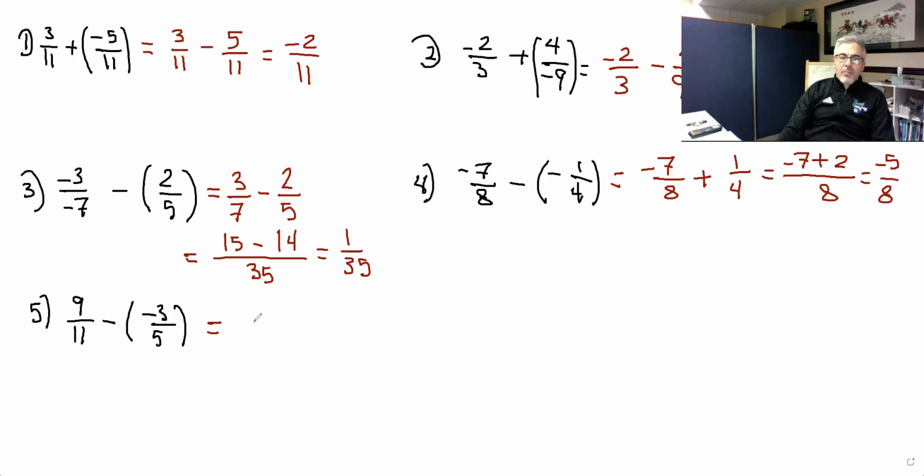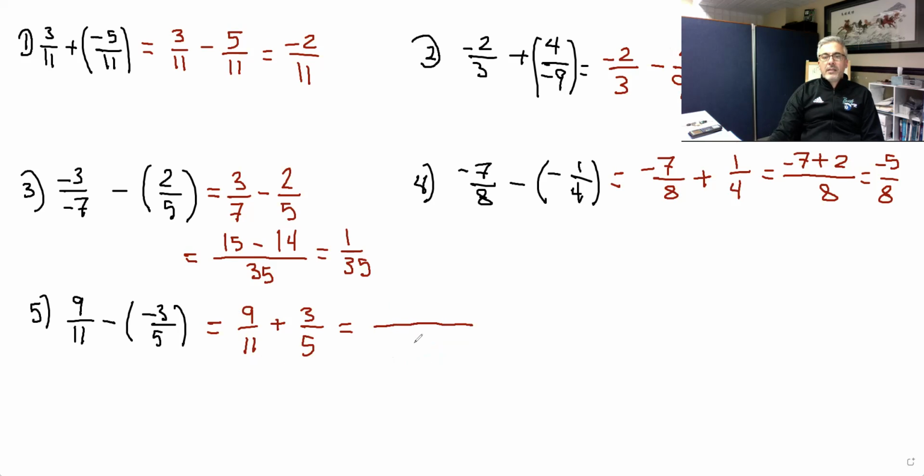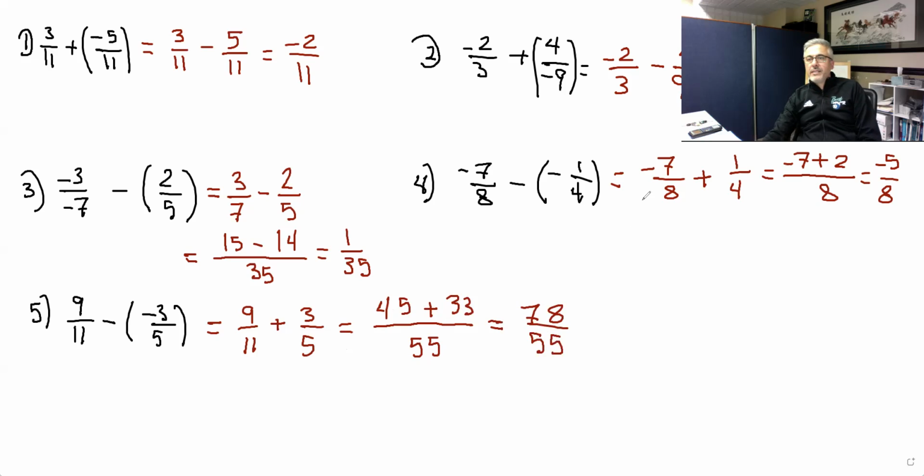One more. This is 9 over 11. Minus a negative is plus. And so this becomes plus 3 over 5. The common denominator here is 55. 55 divided by 11 is 5. 5 times 9 is 45. Plus, 55 divided by 5 is 11. 11 times 3 is 33. And now that's going to give me 78 when you add them, 78 over 55. And that's your answer.